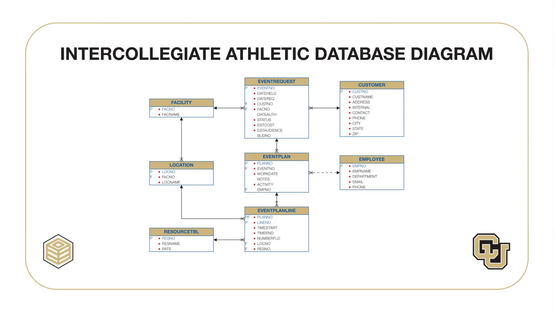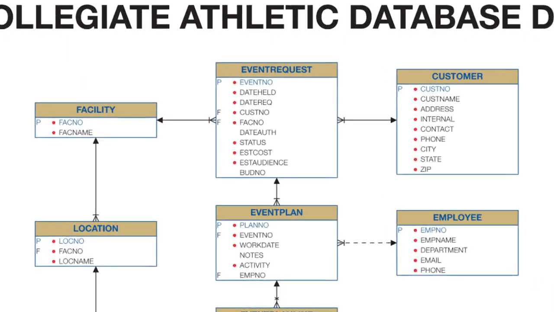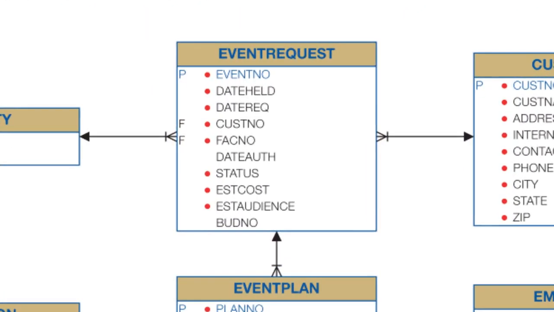The Oracle relational diagram depicts the tables and relationships in the Intercollegiate Athletic Database. The database contains 8 tables and 7 relationships. The event request table is the hub of the database. An event request represents an event scheduled at a facility. For example, a basketball game may be scheduled at the gymnasium.